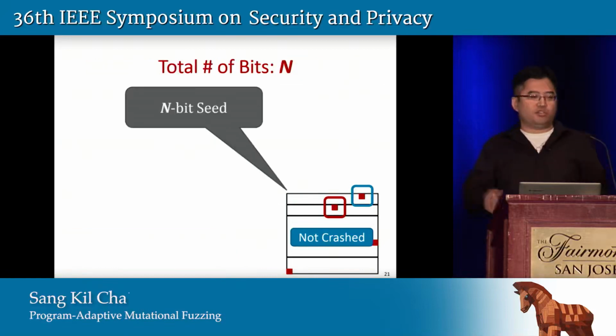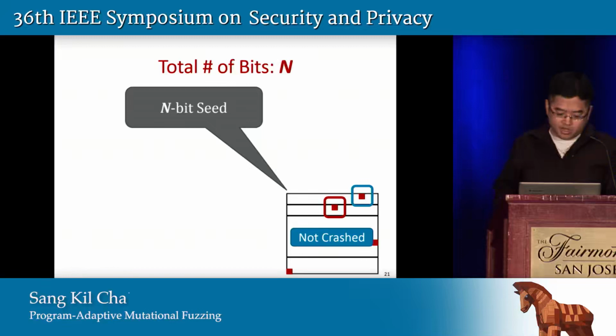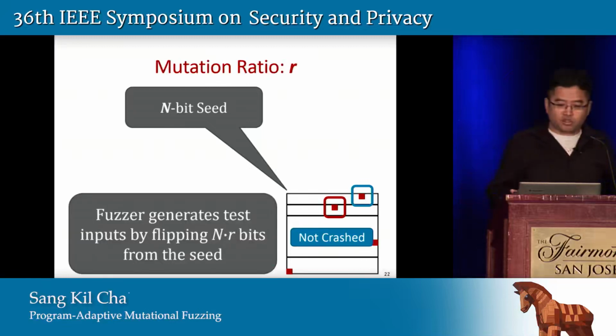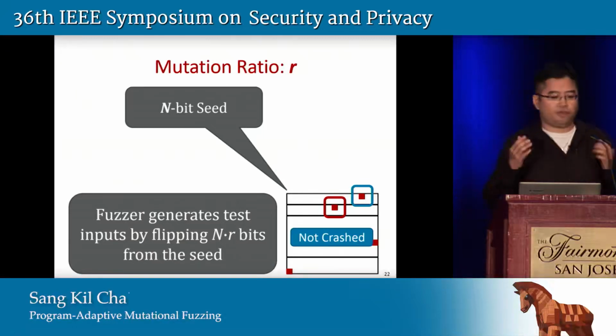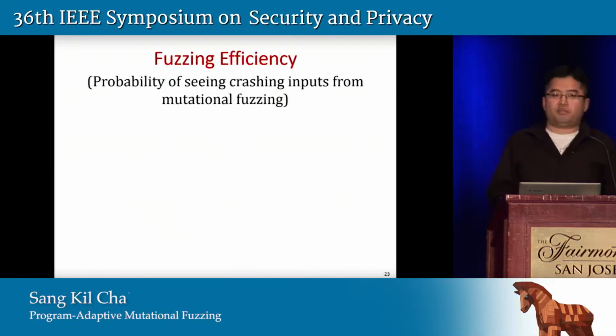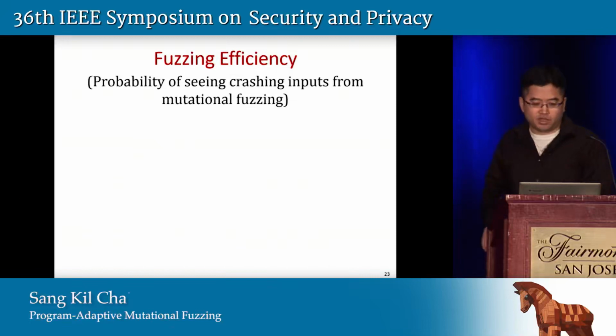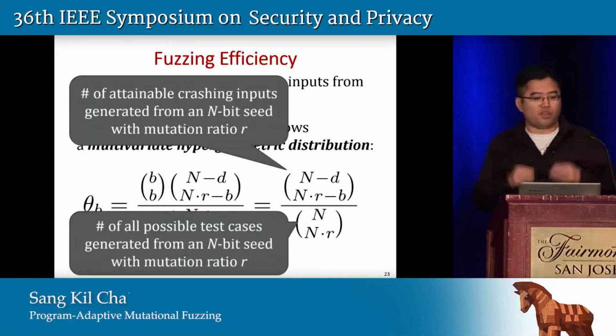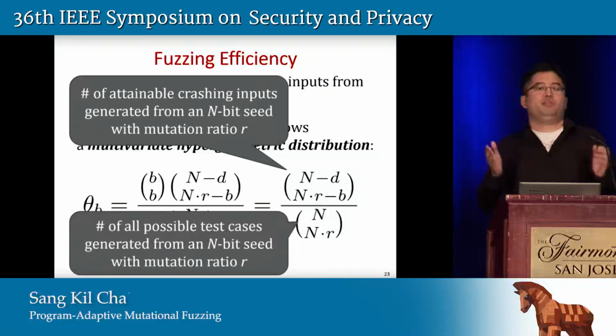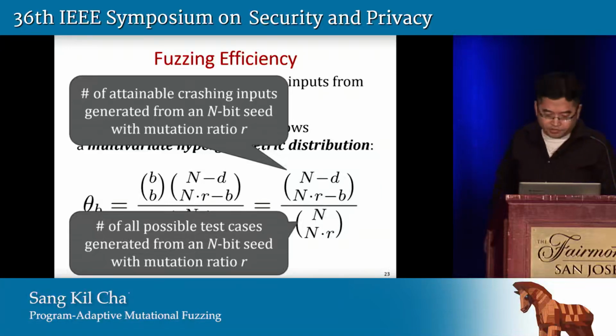We also use n to denote the total number of bit positions of the seed, and use r to denote the mutation ratio. And in our model, our mutational fuzzer will generate test inputs by flipping n times r different bit positions from the seed. Now, using all these previous definitions and model, we can define the fuzzing efficiency, which is the probability of seeing crashing inputs from mutational fuzzing. In fact, this probability follows a classic multivariate hypergeometric distribution, which essentially represents the number of attainable crashing inputs divided by the number of all possible test cases.